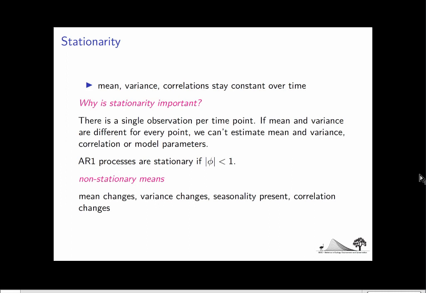And if things change over time, we can't use the mean to estimate what we expect. We can't estimate parameters. Our processes are not stationary. Okay, things change over time. Of course, we just have a single time point where the variance is measured. If things change over time, we can't estimate what the parameters would be.